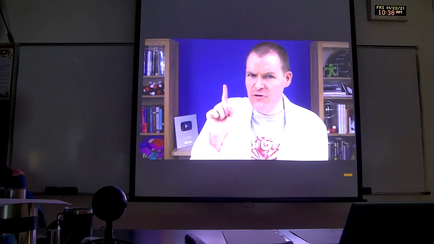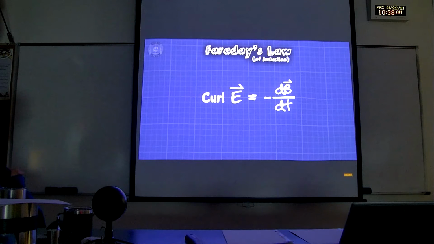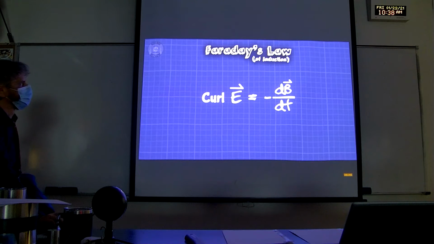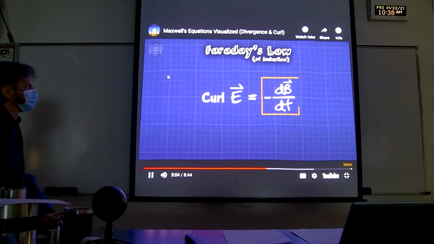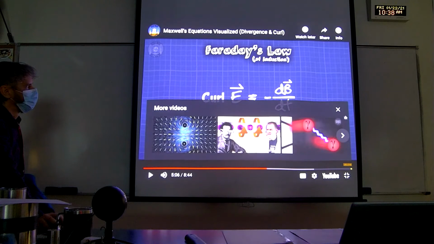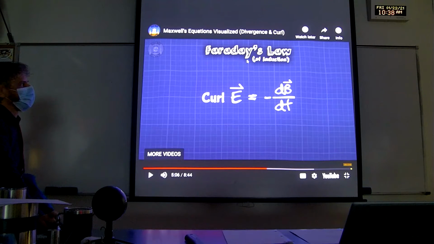Now let's get back to electromagnetism. Faraday's law says the curl of the electric field at some point equals the negative change in the magnetic field at that point.